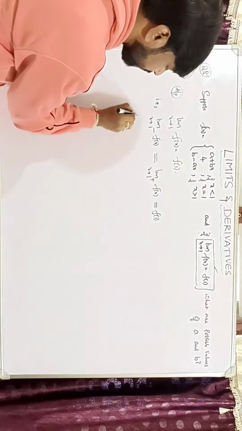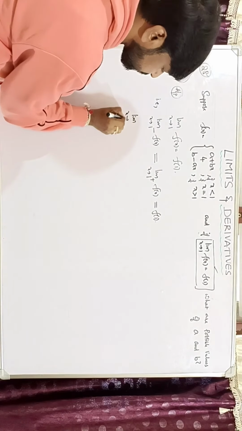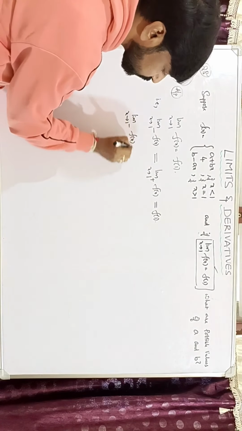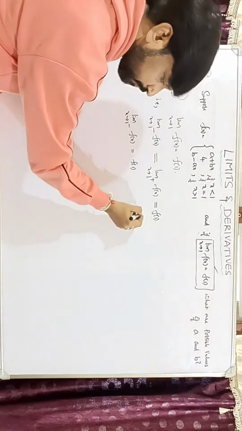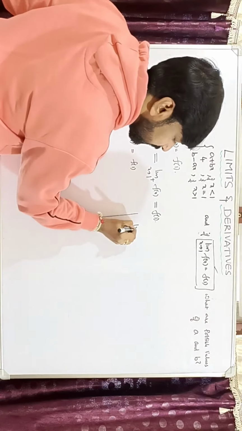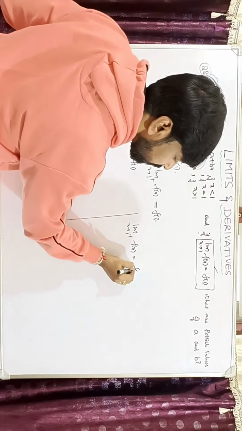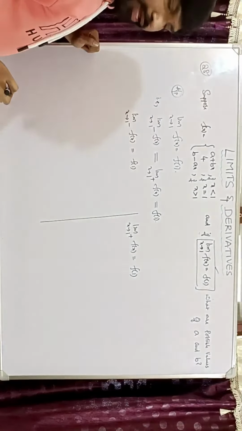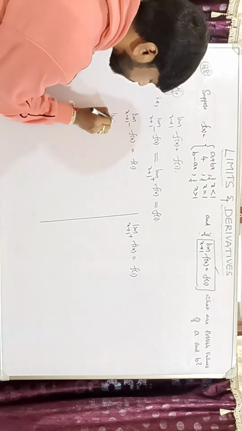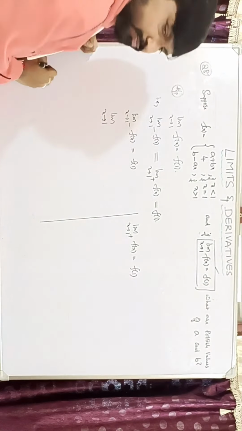So I want to take two conditions. First one is limit x tends to 1 minus f of x is equal to f of 1. One more is limit x tends to 1 plus f of x is equal to f of 1. Clear? Now let us write down.